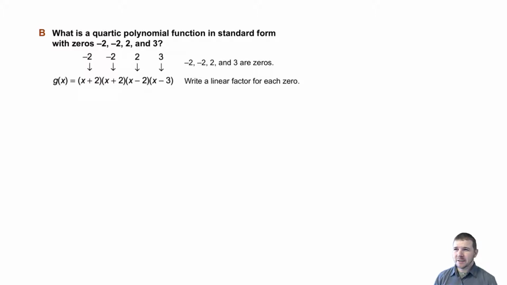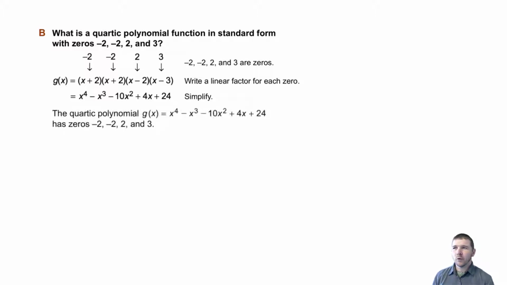Next, the binomial x minus 2, related to a 0 of 2. When 2 is substituted for x, we get a 0. And finally, x minus 3, the binomial that when 3 is substituted leads to another 0. Then we multiply and simplify, writing in standard form, and state that the quartic polynomial g of x equals x to the fourth minus x to the third minus 10x squared plus 4x plus 24 has zeros -2, -2, 2, and 3.